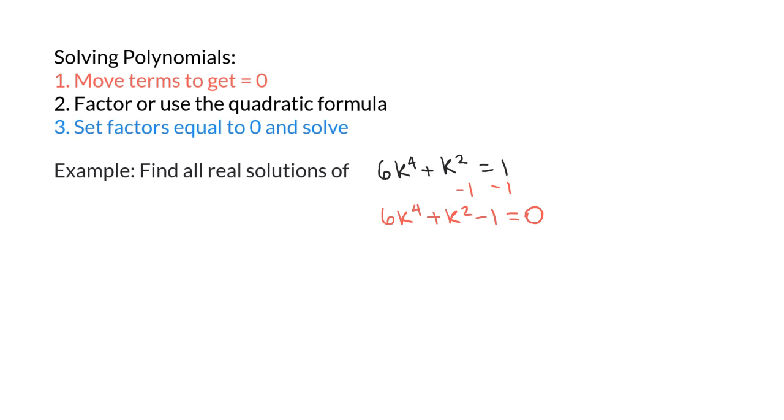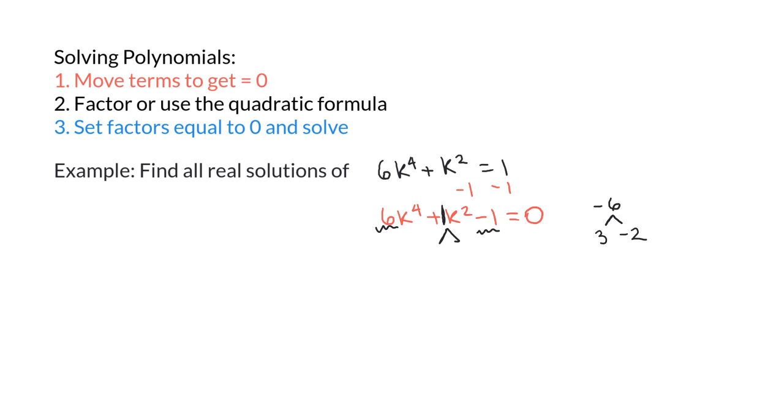Once we have that, to factor, we multiply the coefficient of k to the fourth by the constant term. 6 times negative 1 is negative 6, and we want the factor pair of negative 6 that adds to the middle term coefficient, which is 1. That factor pair is 3 and negative 2.